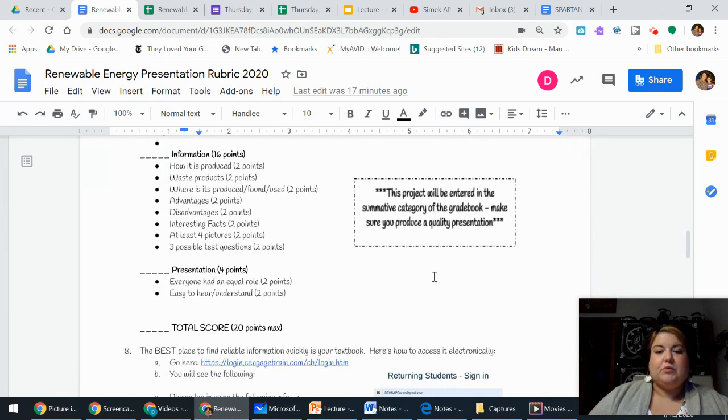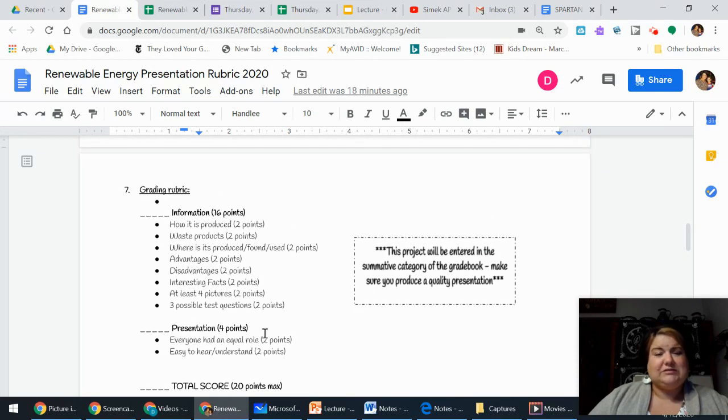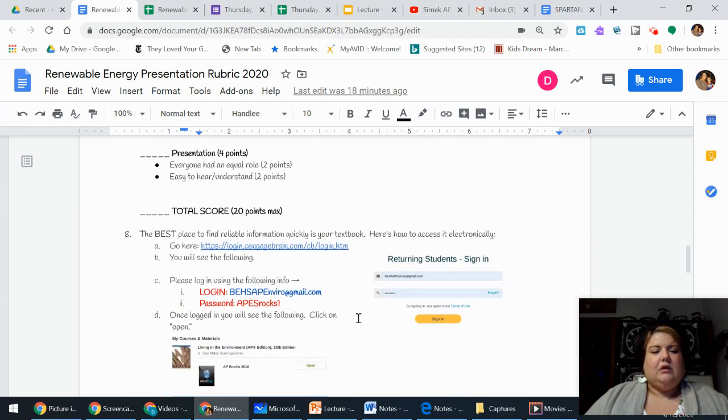Here's our grading rubric. This is going to be your first grade in the summative category of the Term 4 gradebook. And it's out of 20 points, which is kind of a lot. It's a quiz grade, okay? So everybody should be getting a 20 out of 20. And it tells you the breakdown. It tells you for the presentation, kind of equal weighting of presentation role, and then is it easy to hear and understand as well.